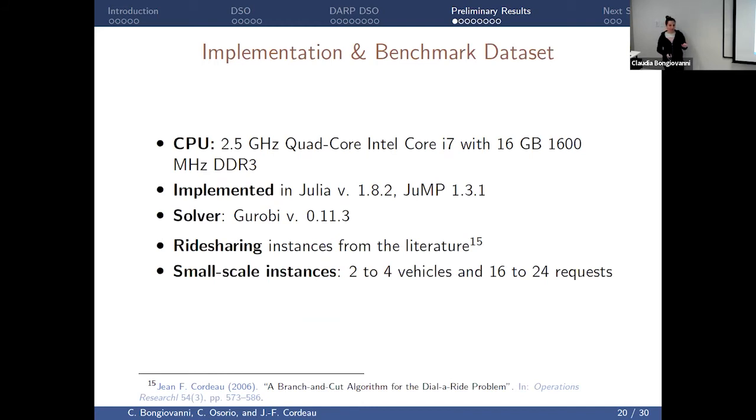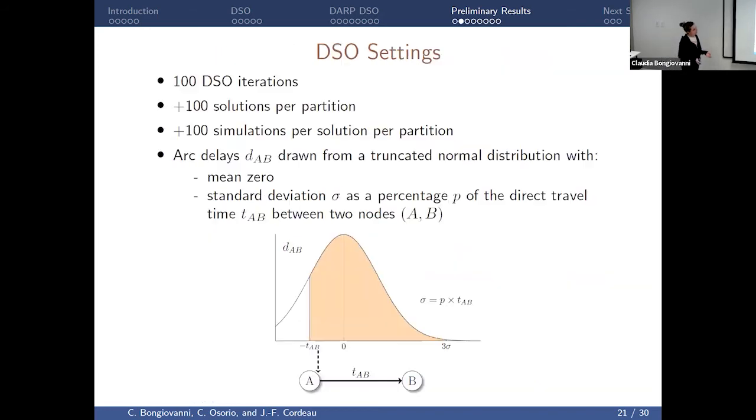The ridesharing instances are essentially the instances that I showed you before when I presented the event-based MILP, and they're taken from the literature. For now, we are focusing on small-scale instances. We still want to know what is going on, right? The goal will be to expand to large-scale instances. So we have 2 to 4 vehicles and 16 to 24 requests, very, very small instances.